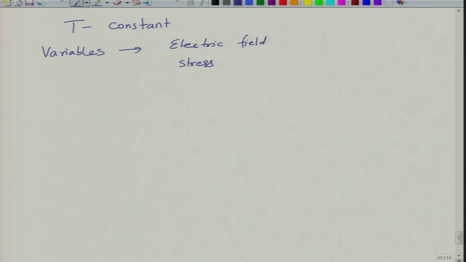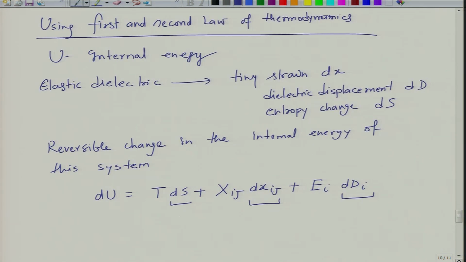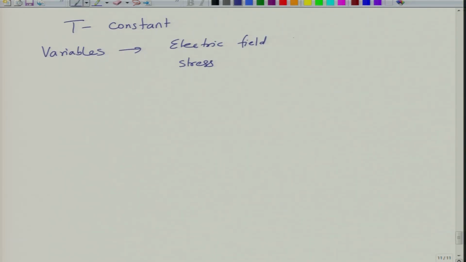So, as a result, the independent variables that we have in this case, in the first slide, what are the variables here? The independent variables are S, x_ij and D_i. However, since the measurements are made by keeping electric field as a variable or stress as a variable, temperature is kept constant, but it could also be a variable. So, we generally make our measurements in this fashion. We would like to change these parameters.